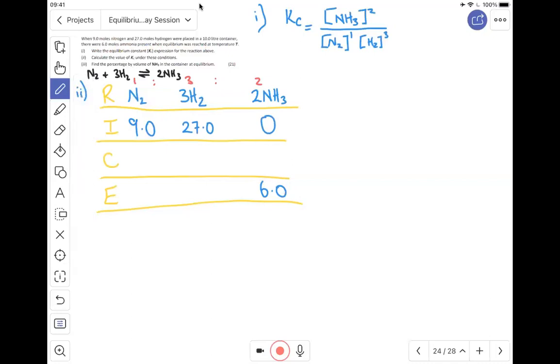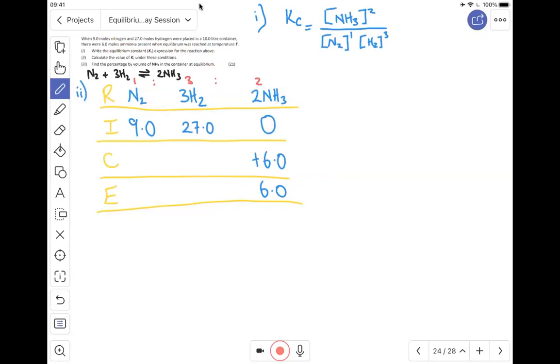Now, let's take a look. How did we go from 0 to 6? You would have plus 6 moles. So my change for my ammonia is +6, meaning that +6 moles were added during the process of this reaction.